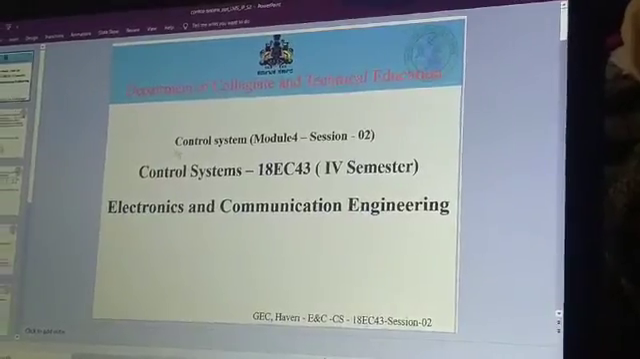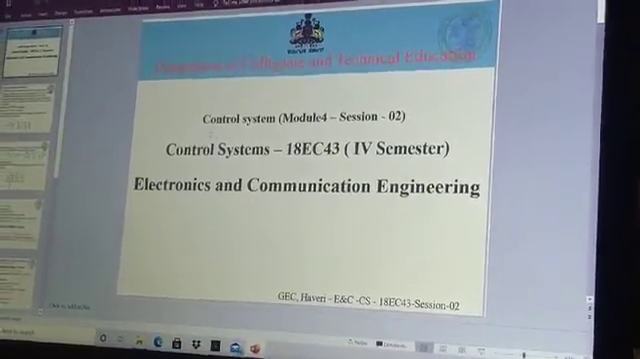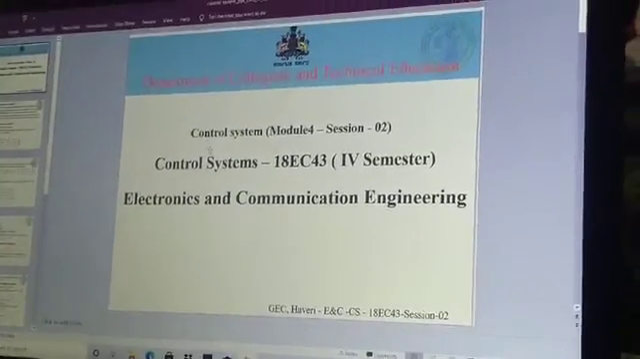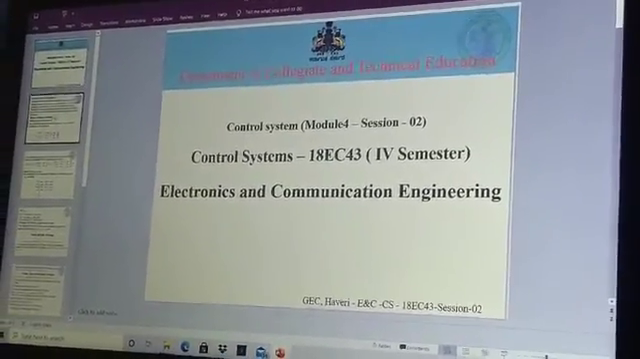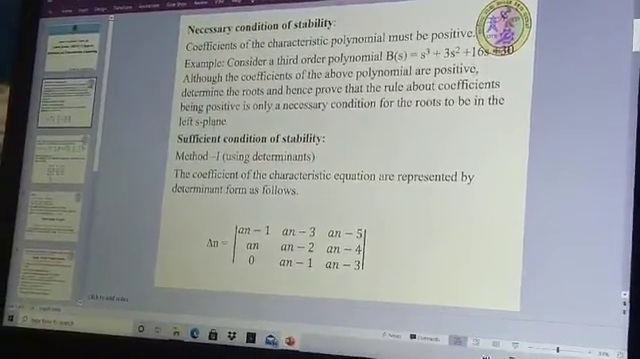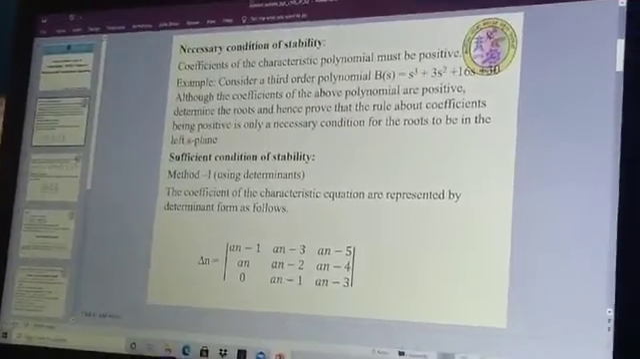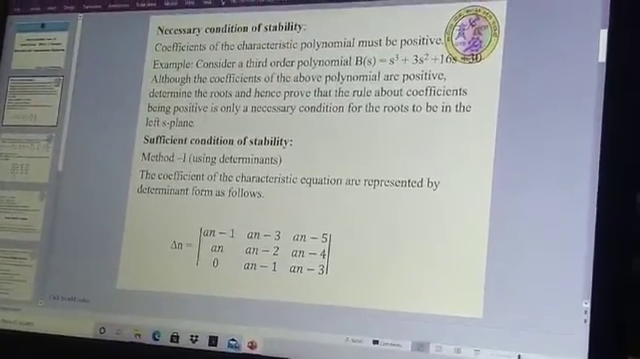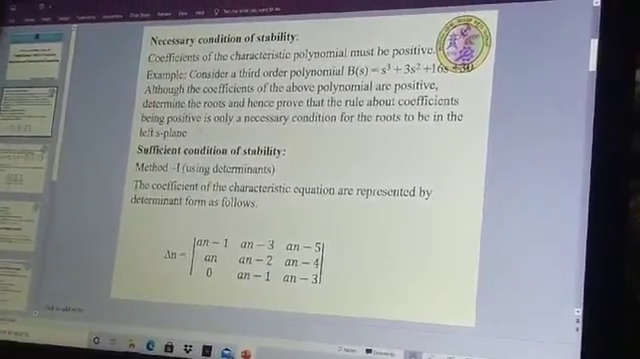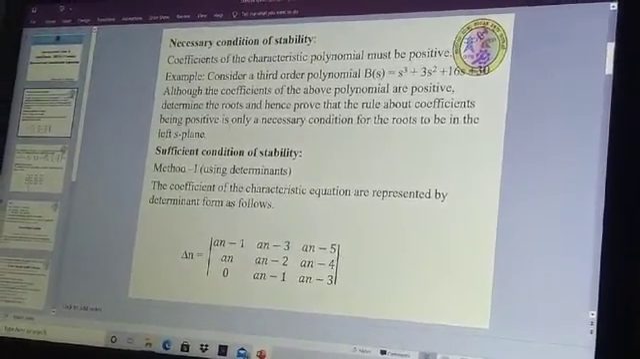Now I will start the second session of the control system, module number 4: necessary condition of stability. The coefficients of the characteristic polynomial must be positive. What is the condition of stability? The coefficients of the characteristic polynomial must be positive.